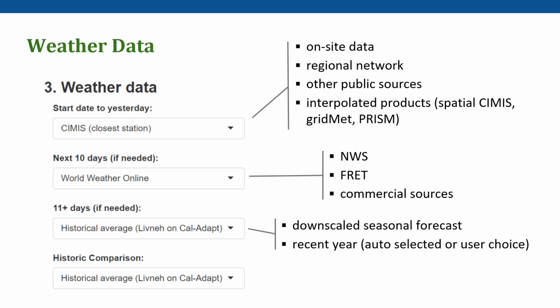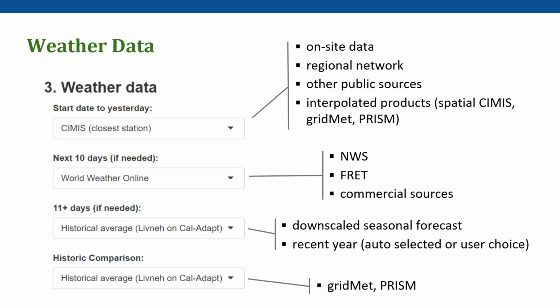So NOAA has a product for a 1 to 3 month forecast. There's a version of that that's already been downscaled. Another option would be to give the user the option to select a recent year that resembles this current season. That could be automatically selected. What recent weather year is most statistically similar to how this season is getting started, or make that a user choice. So these might be some options to look at.